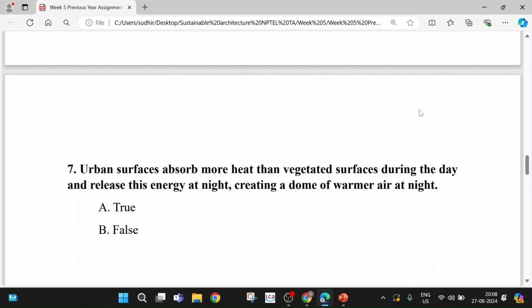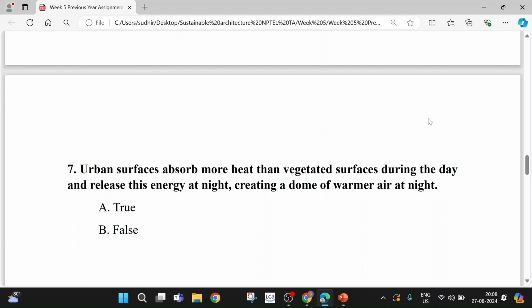Okay, so these are all the things we have discussed. So now you can answer these questions. It is true, and urban surfaces which are made up of asphalt or concrete absorb a significant amount of heat during the day and release it at night, contributing to the urban heat island effect. So this phenomenon results in higher nighttime temperatures in urban areas compared to the rural surroundings.